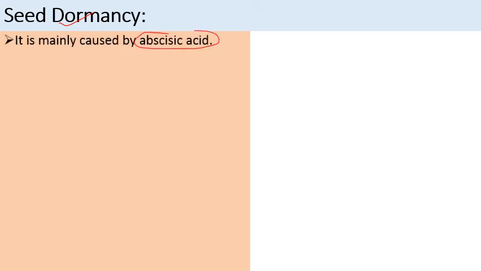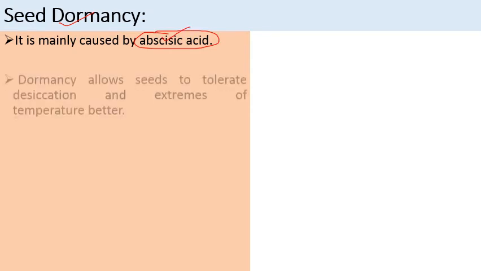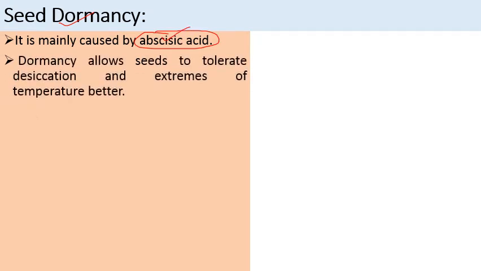Next, seed dormancy. As we have already discussed, seed dormancy means when the seed fails to germinate even after providing the suitable conditions for germination. So it is controlled by the ratio of GA, that is gibberellic acid, and abscisic acid. Seed dormancy is mainly caused by abscisic acid, and dormancy allows the seed to tolerate desiccation and extreme temperatures in a better way. So it is an advantageous process for the seeds. Under tough conditions, this abscisic acid helps in tolerating the extreme environmental conditions.